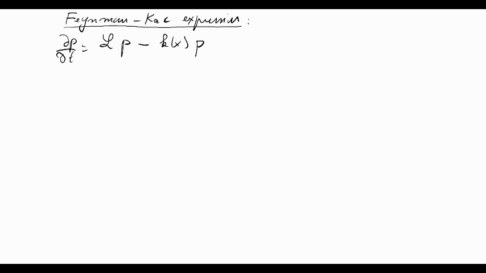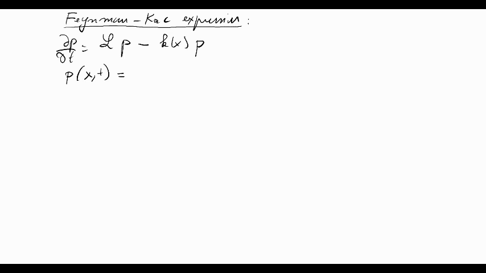Feynman-Kac expression for the survival probability density function. So if P is the solution of dP/dt equals L of P minus k of x P, it is possible to find the solution of the equation in the following form. This is P_x of t.